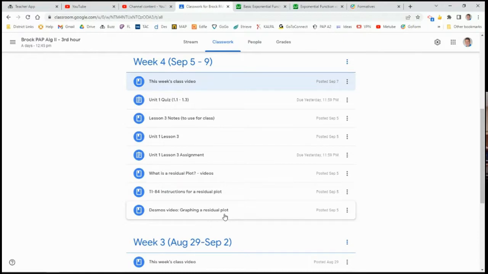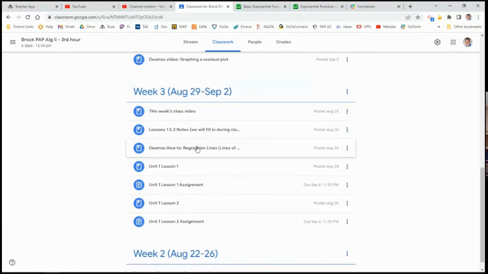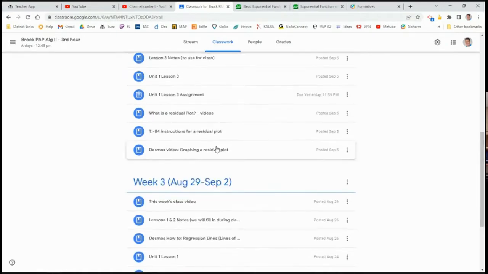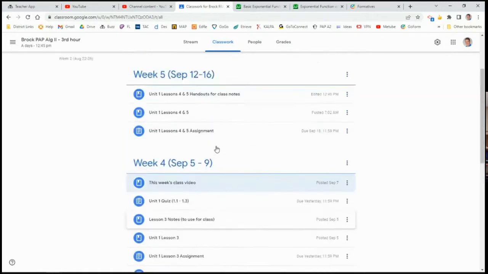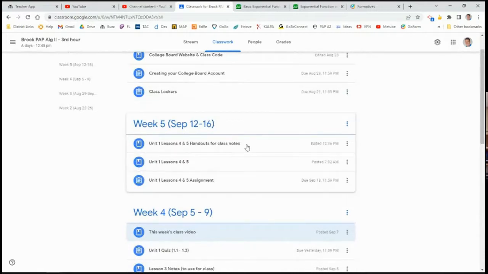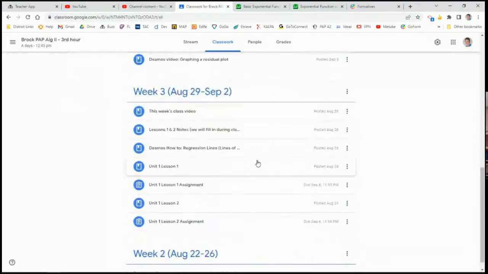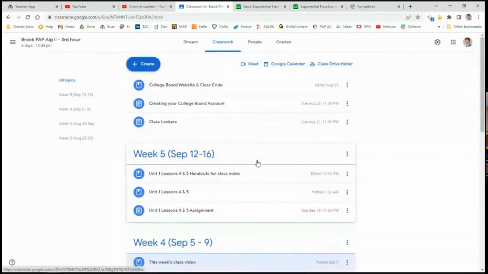There was the Desmos video on how to graph a residual plot. The week before that, we had the Desmos on how to do the regression lines. So we've had a couple of Desmos videos. This week, I've condensed it down to just 3 things here. So we've had a lot in the last couple. I'm trying to keep it down. And I'll be adding our class video to this.